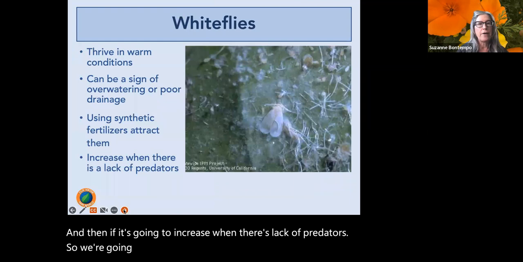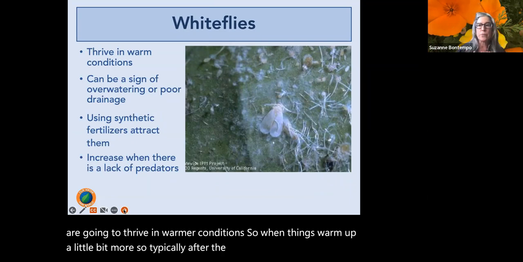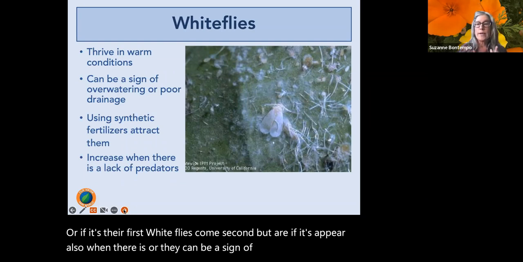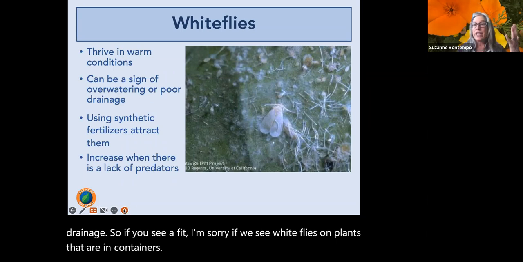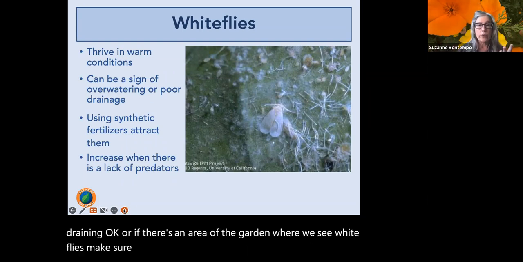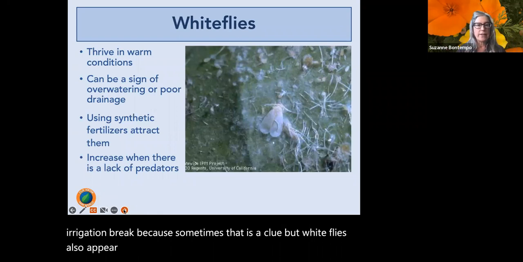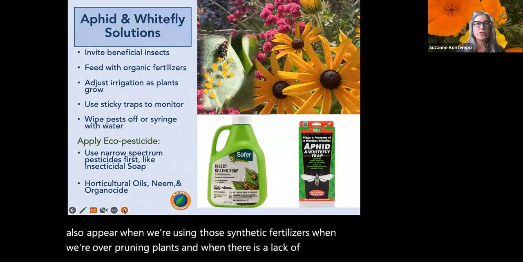Whiteflies are similar to aphids, okay? Whiteflies are going to thrive in warmer conditions, so when things warm up a little bit more. Typically aphids are first, whiteflies come second. But these can also be a sign of overwatering and poor drainage. So if we see whiteflies on plants that are in containers, have a check and make sure that those containers are actually draining well, okay? Or if there's an area of the garden where we see whiteflies, make sure we're not overwatering or that there's not an irrigation break, because sometimes that is a clue. But whiteflies also appear when we're using those synthetic fertilizers, when we're over pruning plants, and when there is a lack of predators. So what are the solutions for aphids and whiteflies?